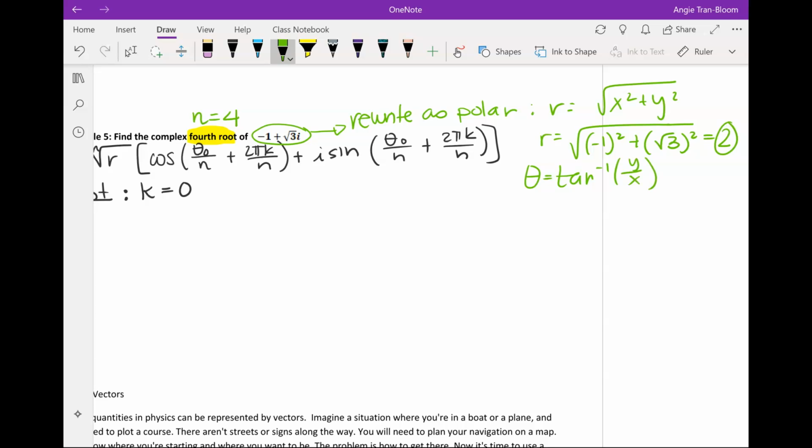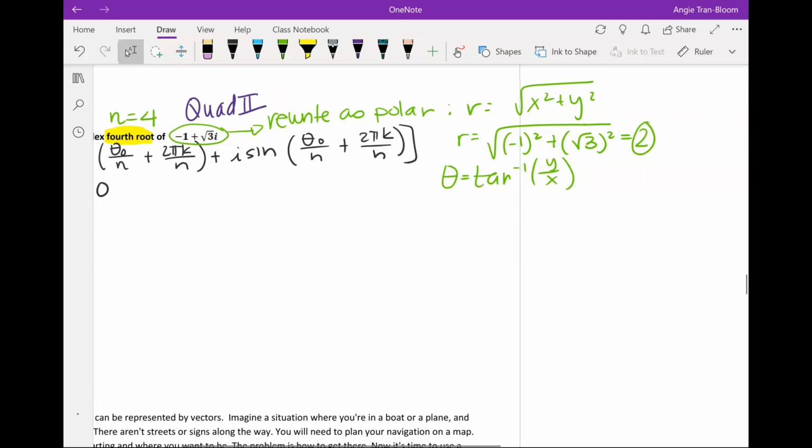Now before we go further, your original complex dot, what quadrant is that in? Second, okay? How do you know second so quickly? Negative real and positive imaginary. Negative x, positive y, so that's in quad 2. But here's the thing: when you're using tangent inverse and you have a negative, what quadrant is that going to spit out? 4. So be very mindful.